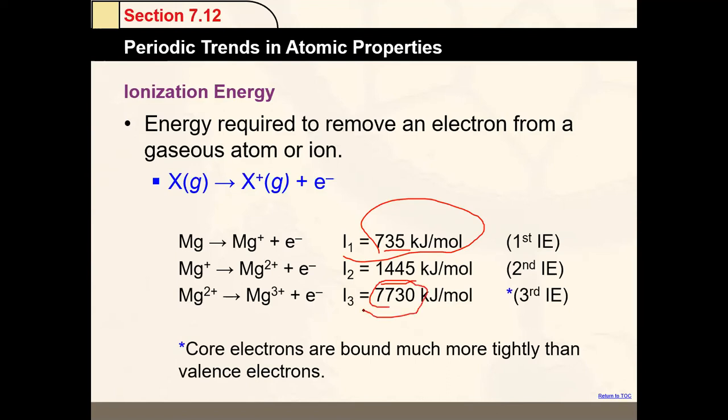So there is no correlation. At least here it makes sense because it's almost twice, 700 and 1,400, almost twice. But what about 7,000? No. Core electrons are bound much more tightly than valence electrons. Yeah, in the case of magnesium, I will explain that because magnesium is easier.